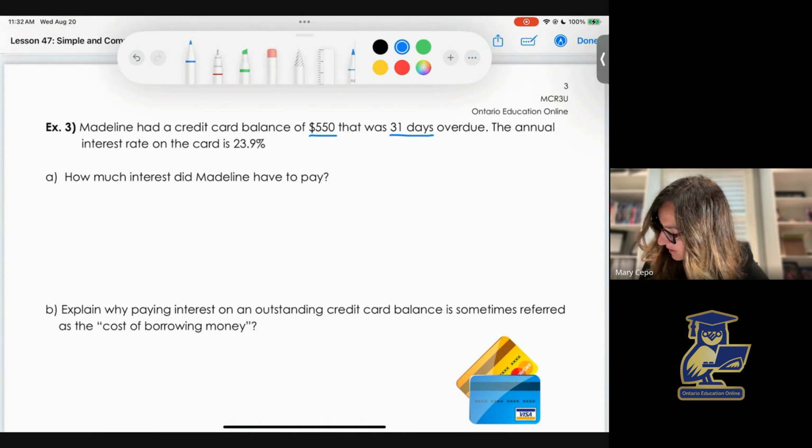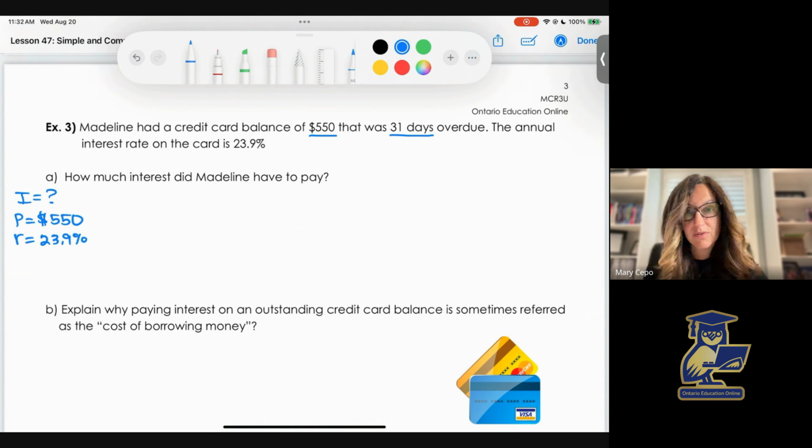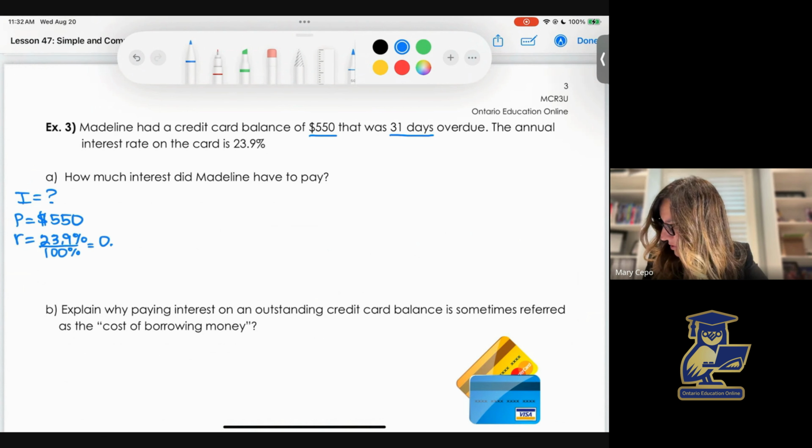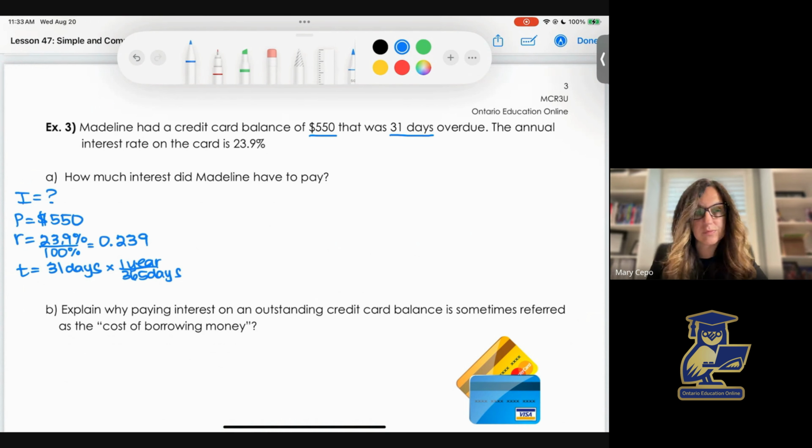Okay, so again, we are looking for the interest. The principal we see is 550. The rate is 23.9%. Notice a very high percent for credit cards. So it's going to be 0.239. And the time is 31 days. Okay, so we know in 1 year, there are 365 days. So therefore, T is going to equal 31 over 365.